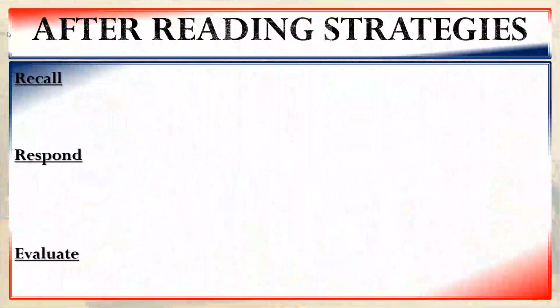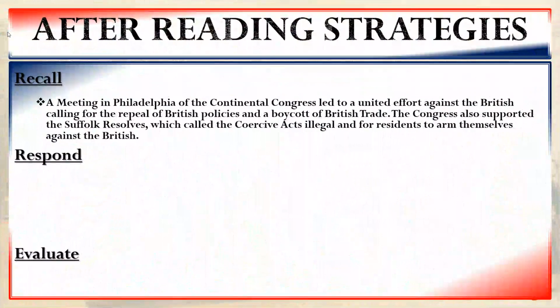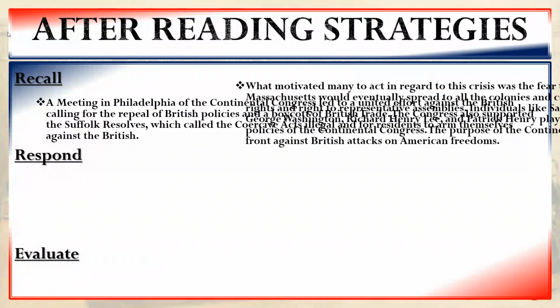Well, that ends this part of the reading. This is section 103. And let's do a quick recall. A meeting in Philadelphia, the Continental Congress, led to a united effort against the British, calling for the repeal of British policies and a boycott of British trade. The Congress also supported the Suffolk Resolves, which called the coercive acts illegal and called for residents to arm themselves against the British.